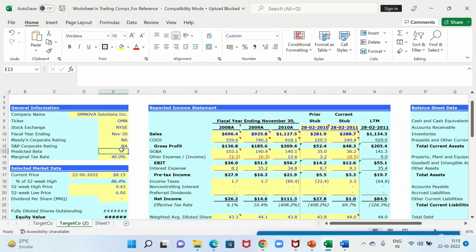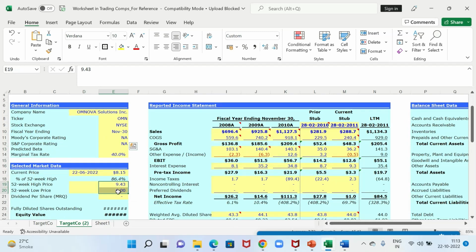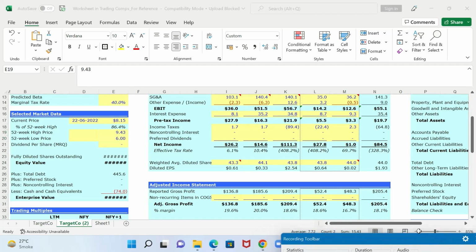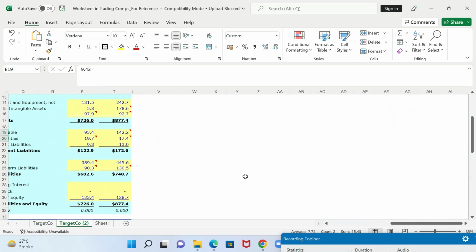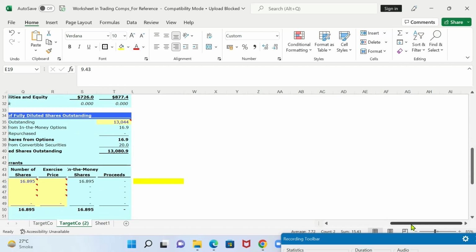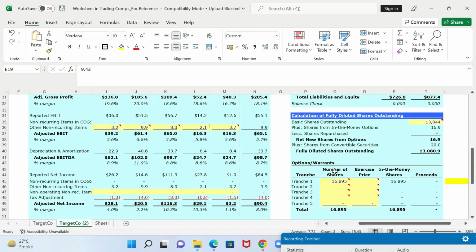Data you can ignore. Current price, current price rate. 52 week high you can definitely add on your own. So trust me, you'll be working on it. So try and understand from that perspective. What is the flow of this model?